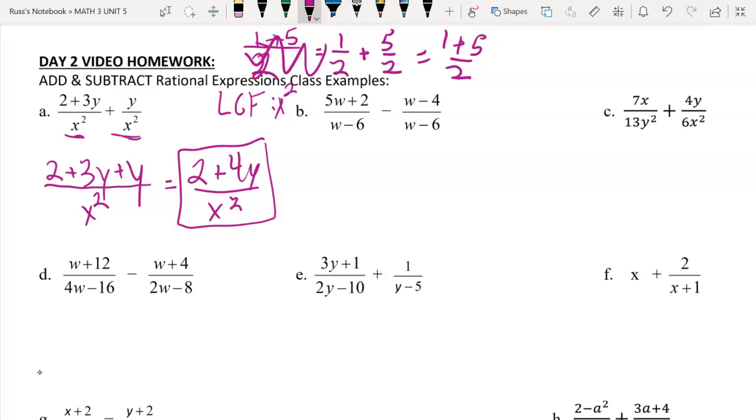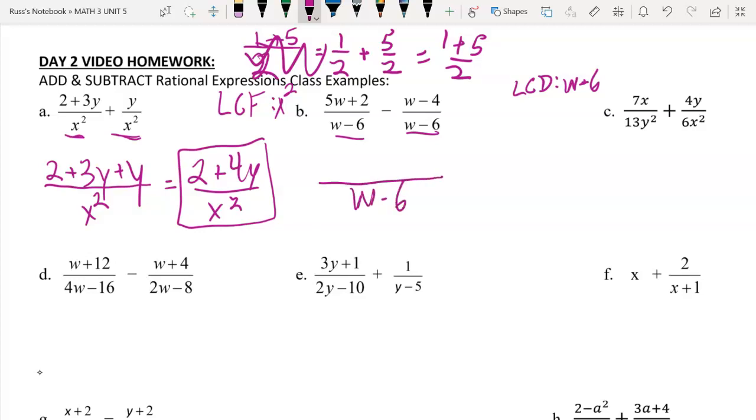Letter B is similar. It's not very difficult, but there is one trick, and it's one that has gotten us all year. We've got subtraction now. These are both the same denominator, so the least common denominator is w minus 6. We've already got that. So I can put this all over w minus 6.